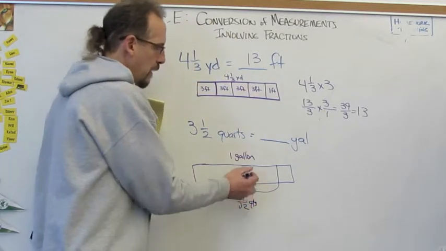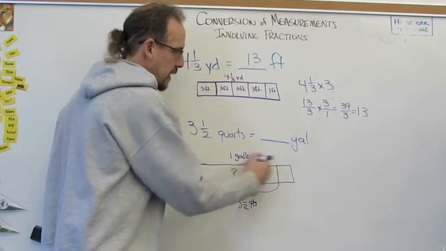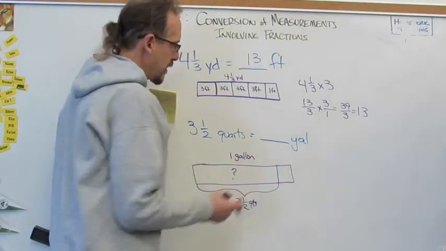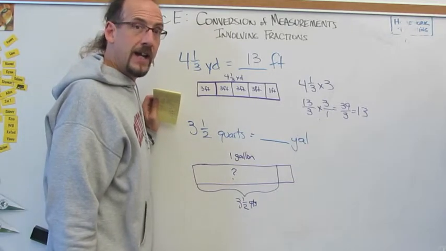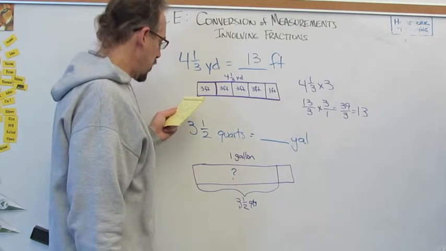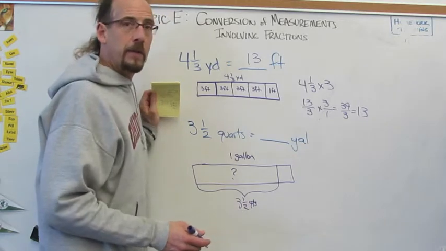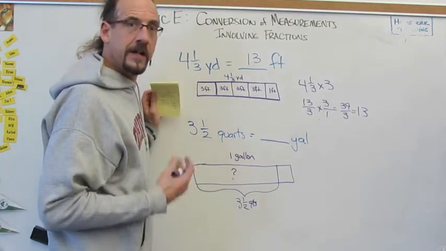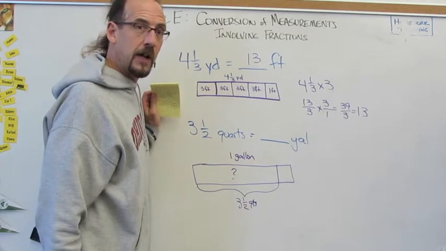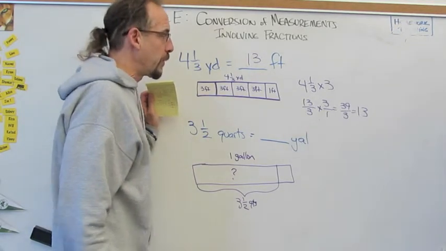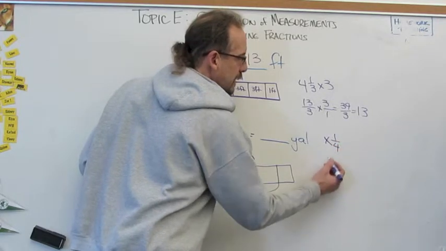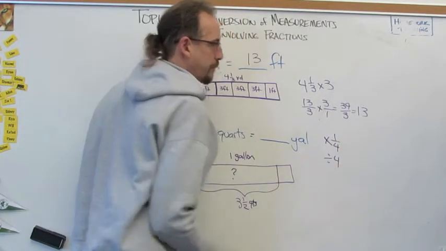And I'm trying to figure out what part that is of the whole thing. Now, the conversion factor there is 4, so I'm going to be dividing by that. Or the other way to think about it would be I'm either going to divide by 4 or multiply by 1/4. And since we know how to multiply fractions right now, we're going to multiply by 1/4, because I know that multiplying by 1/4 is the same as dividing by 4.